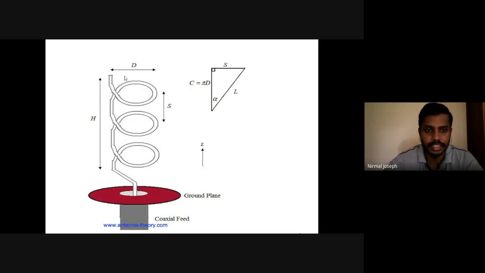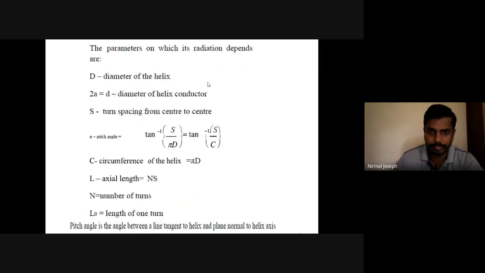Diameter of the turn, or diameter of the helix, okay? So if you are taking alpha, tan will be opposite side by adjacent side, so tan alpha will be s by pi d. So alpha will be equal to tan inverse s by pi d, okay?